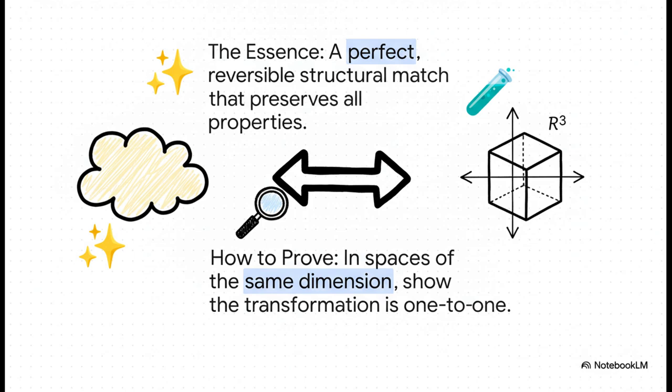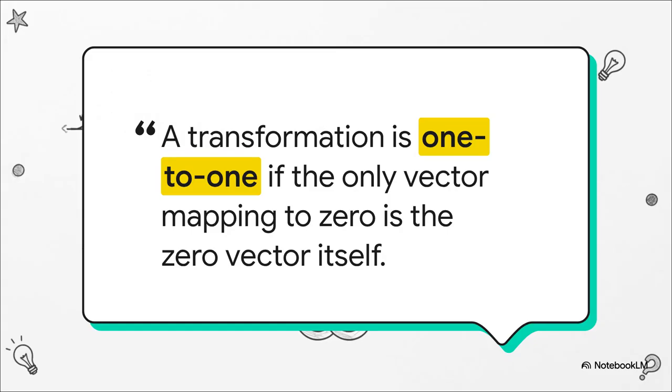Because we already figured out that both of our spaces have the same dimension, 3, proving it's an isomorphism gets a whole lot easier. All we have to do is show that our map, T, is 1-to-1. That just means no two different polynomials get sent to the exact same vector. So how do we prove that?